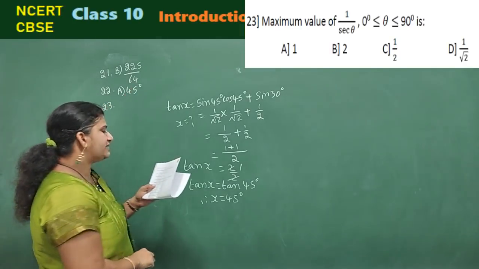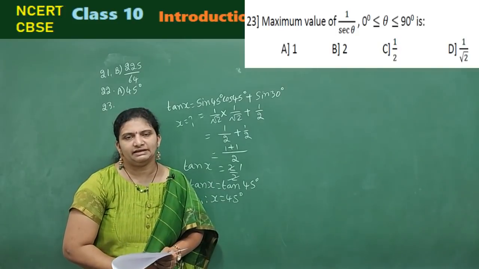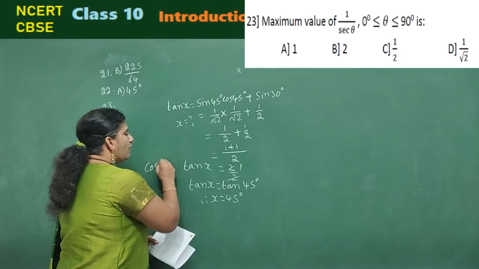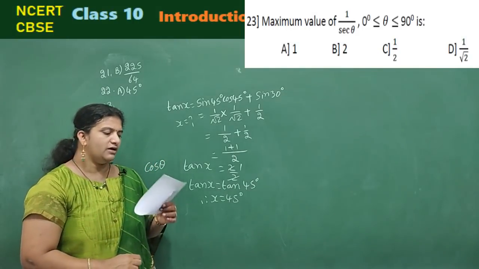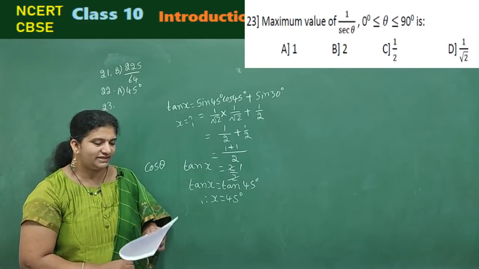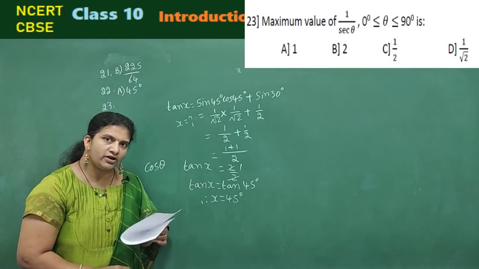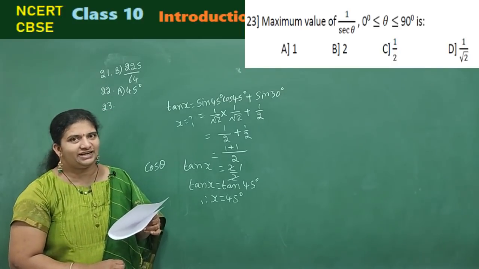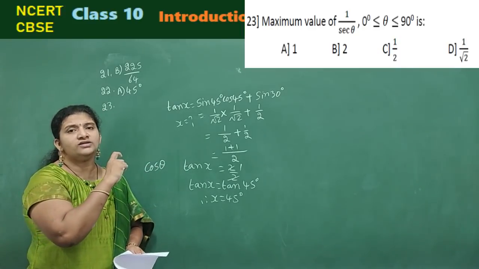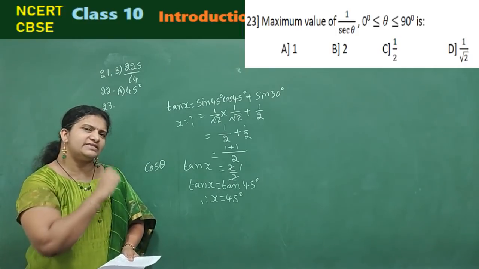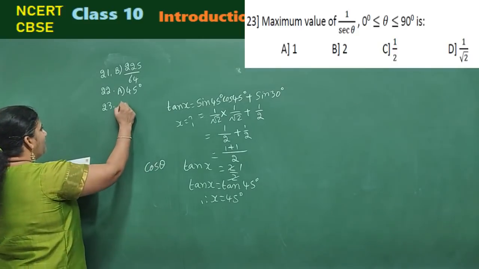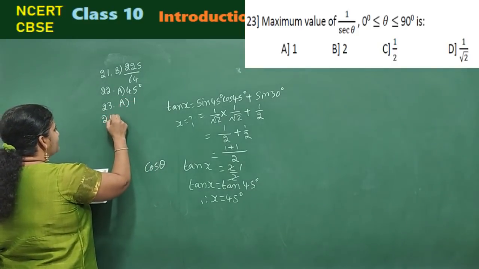23rd one. Maximum value of 1 by secant theta. What is 1 by secant theta, children? Cos theta. 1 by secant theta is nothing but cos theta. With 0 degrees less than or equal to theta, less than or equal to 90 degrees, what is the maximum value? In the cos theta ratio table, what is the maximum value you can see? 1. Option A, 1 is your answer.